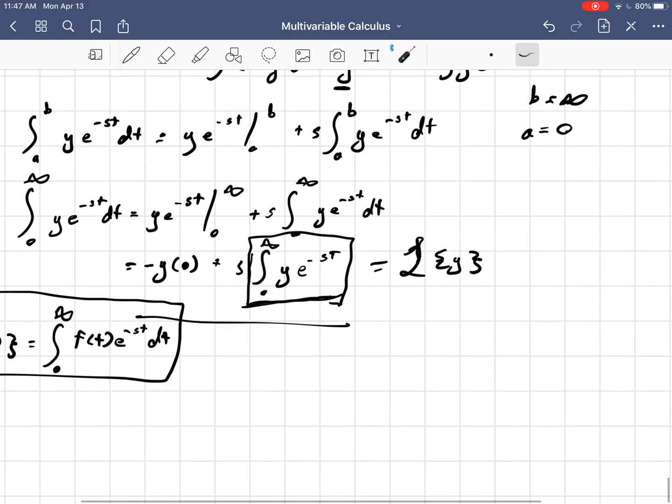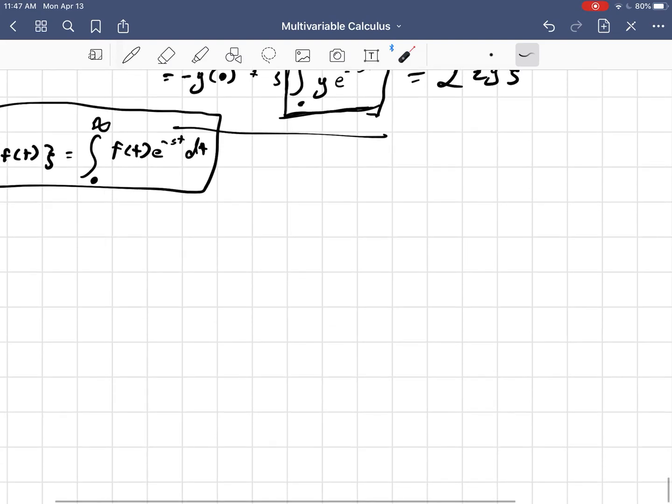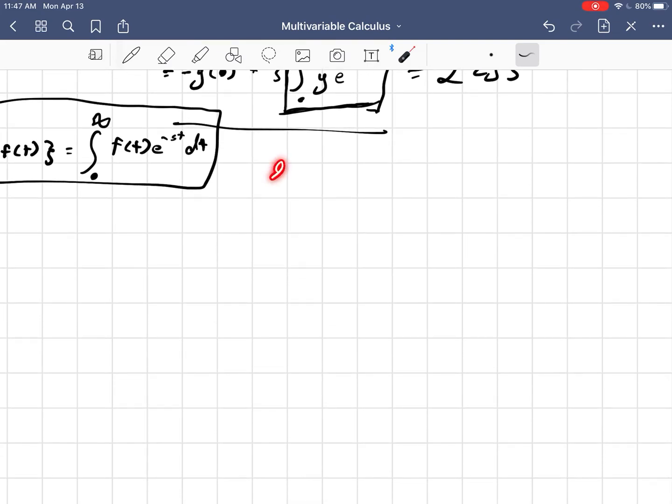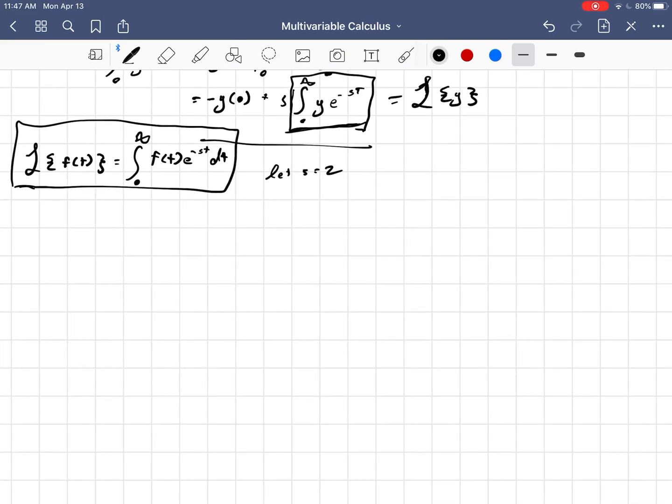The s was introduced when I said basically that I needed a function whose derivative is a scalar multiple of itself, and that was functions of the form e to the negative st. So s is just a constant, and so let's pick a value for that constant, preferably a nice one. Let's say s is equal to 2.